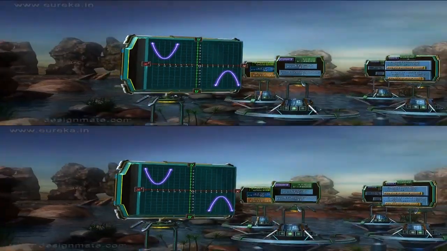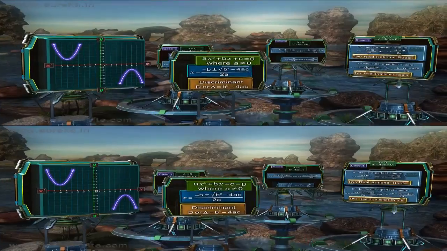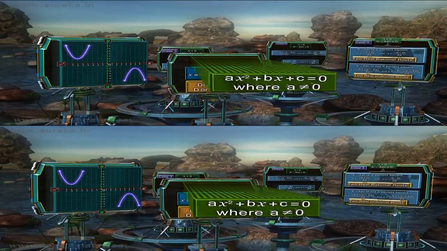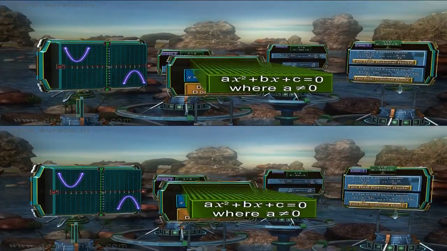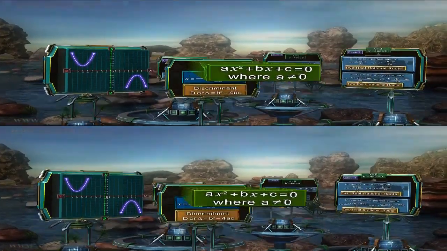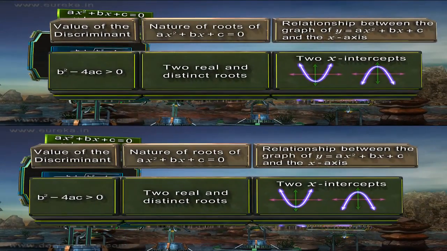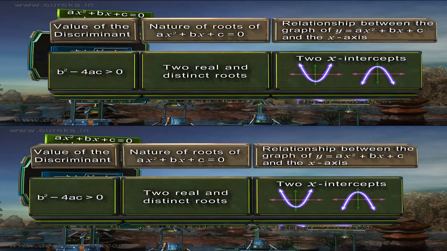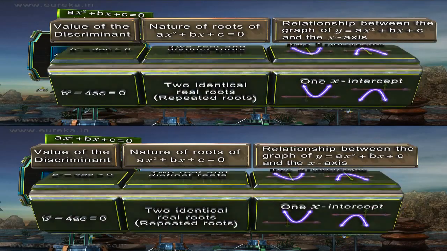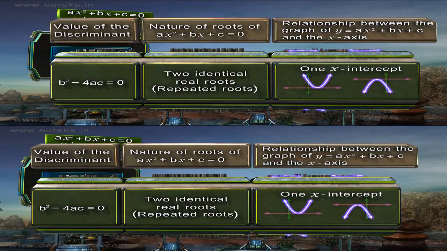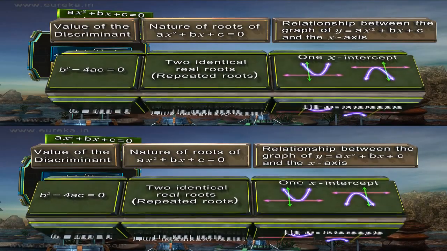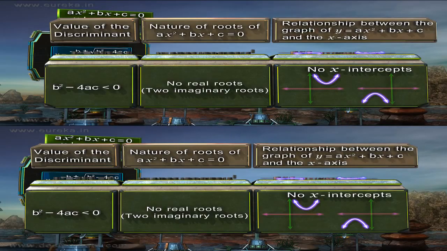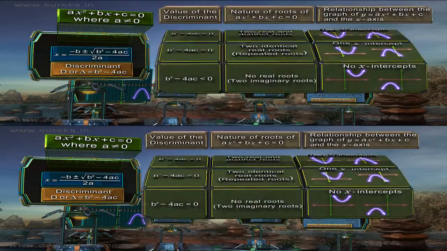Let us consolidate all these cases in a table. Here is the table for a quadratic equation ax square plus bx plus c equals 0, where a is not equal to 0. When discriminant is greater than 0, we get two real and distinct roots, also called solutions. When discriminant equals 0, we get two identical real roots. When discriminant is less than 0, there are no real roots. We get two imaginary roots.